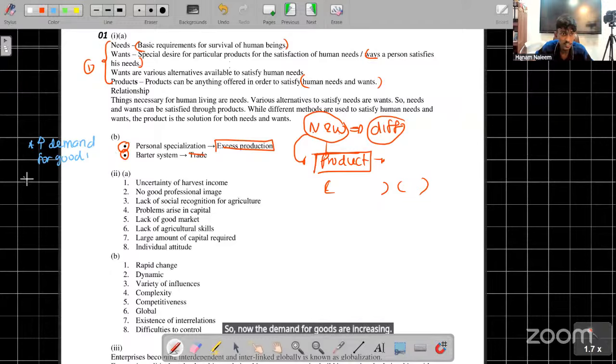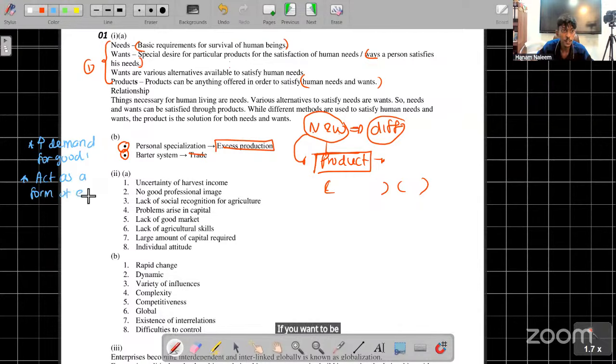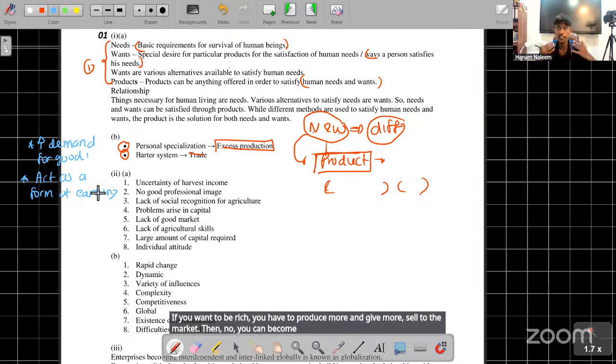Good, Omindi. Good, Sima. We can write it became a form, or we can say it acted as a form of earning. If you want to be rich, you have to produce more and sell to the market. Then only you can become rich. So now when you sell to the market, you have an incentive, a motivation to be rich.